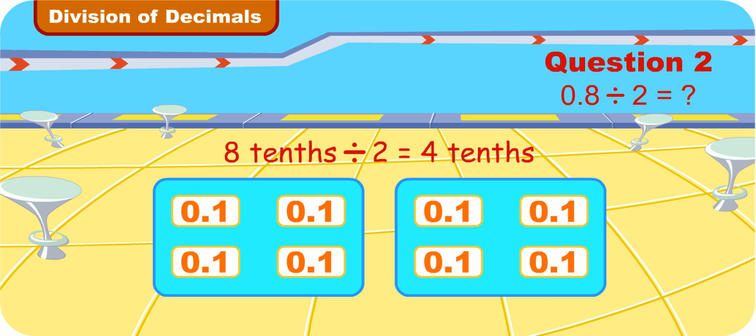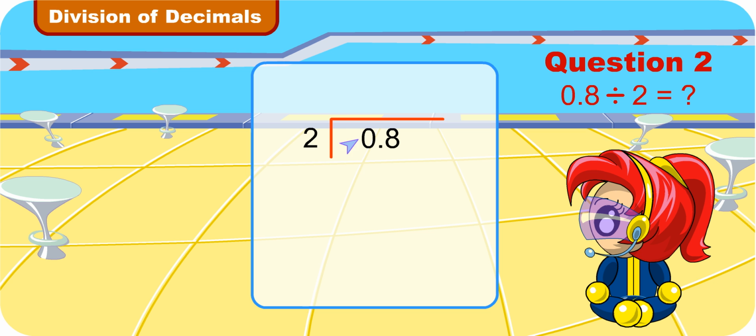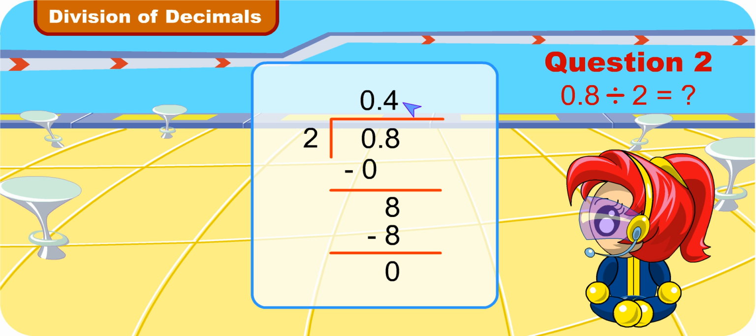We can also do it by long division. Like division of whole numbers, we do it from left to right. 0 ones divided by 2 is 0. So we write 0 in the ones place. Next, we write the decimal point. Then we go on to the tenths place. 8 divided by 2 equals 4. Thus, we write 4 in the tenths place. Thus, the answer is 0.4.